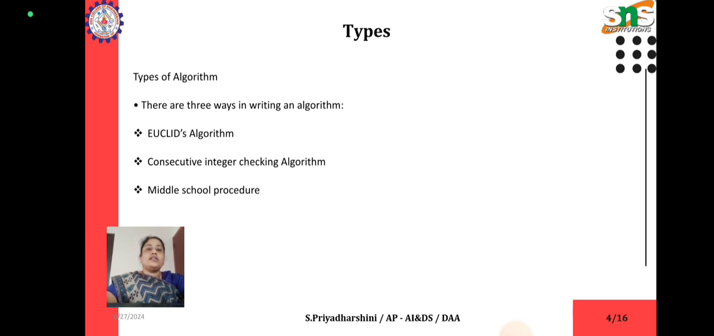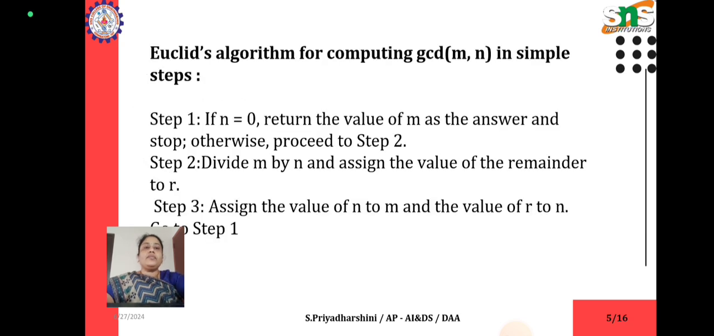Now let's see the types of algorithm. To write an algorithm, there are three different kinds. The first one is Euclid's algorithm, the other is the consecutive integer checking algorithm, and the middle school procedure, that is the layman procedure. For example, let us take Euclid's algorithm for computing the GCD of m, n. In simple steps: if n is equal to 0, return the value of m as the answer and stop. Otherwise, go to step 2: divide m by n and assign the value of the remainder to r. Assign the value of n to m and the value of r to n. Then again go to step 1.